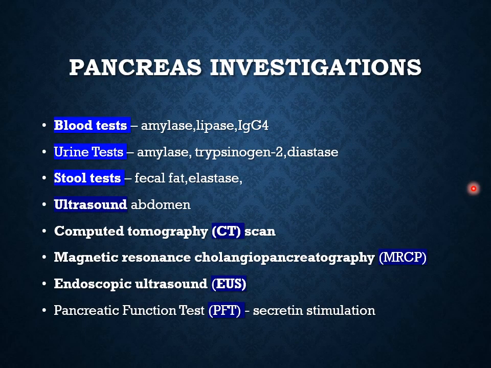Now, for pancreatic diseases, certain investigations are commonly done, which include the list I listed here: blood tests, especially serum amylase and lipase. Sometimes certain immunoglobulins can be done for immune diseases. Urine tests: amylase, trypsinogen 2, and diastase also increase in patients with pancreatic damage. Stool tests, and stool elastase tests, are also important to assess the function of the pancreas.